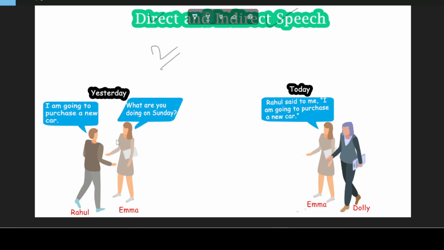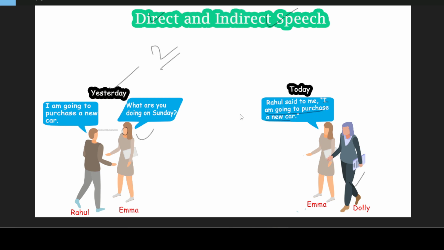For example, here you can see this picture. It is about yesterday, and there are two persons, Rahul and Emma. They are talking, and Emma is asking Rahul, what are you doing on Sunday? So Rahul said, I'm going to purchase a new car. It is their conversation. So this information is got by Emma. Emma got this information, and today she was walking with Dolly, and she was talking with Dolly about Rahul, and the same information that Emma got from Rahul is passing to Dolly. And Emma said, Emma is passing that information. Rahul said to me, Emma is talking to Dolly. Rahul said to me, I'm going to purchase a new car.